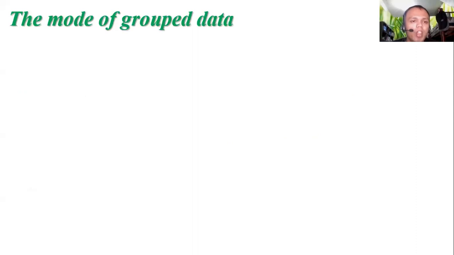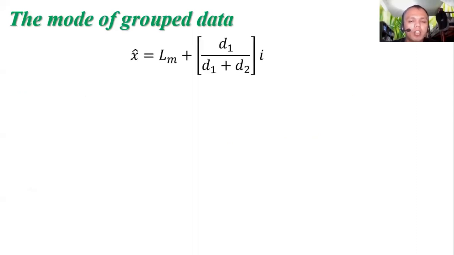So this is our last topic for this lesson, which is all about the mode of grouped data. It is the third measure of central tendency. Now, the mode of grouped data. This is the formula to find the mode.